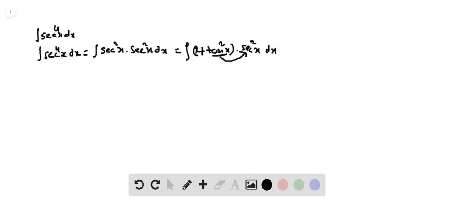So the next thing is, let u equals tan x, that implies du equals secant square x dx.